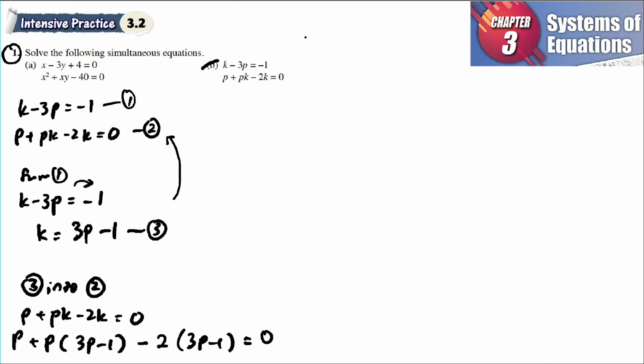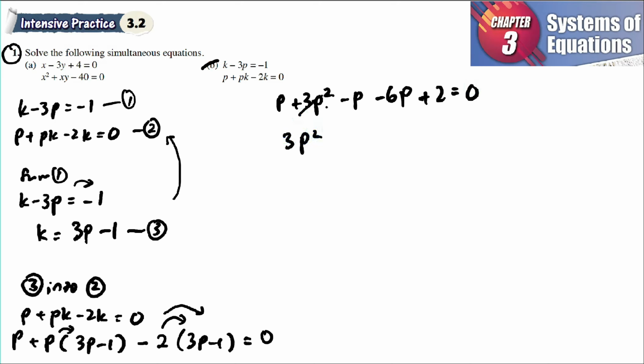Now you can expand. p is p. Second one, p times 3p, you get 3p squared. p times negative 1, you get negative p. And negative 2 times 3p, you get negative 6p. Negative 2 times negative 1, you get 2, is equal to 0. So here 3p squared, p minus p you get 0, and negative 6p plus 2 is equal to 0.